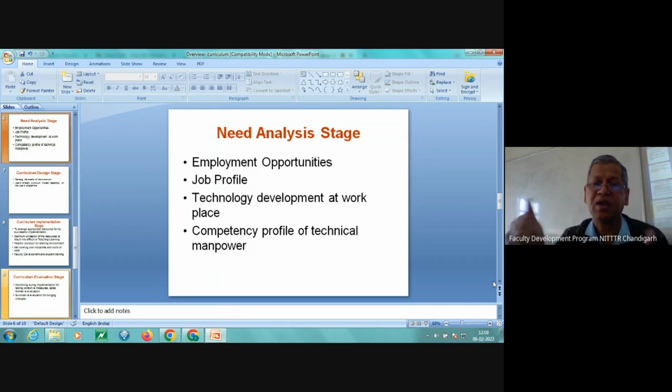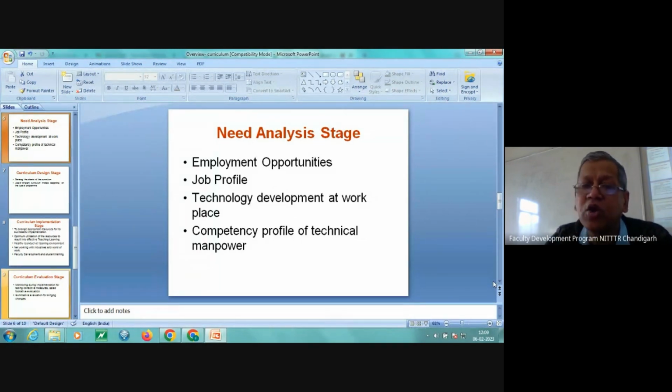Curriculum design is not cut and paste, where you take certain material from the internet and paste it. No, it's a very systematic process. We spend a lot of time in need analysis. We go to various industries, interact with the people from the industry, and that is how we collect this information. Need analysis is collecting the information.